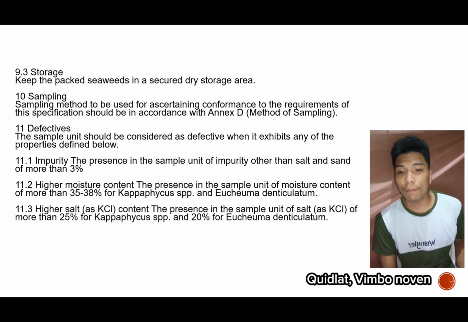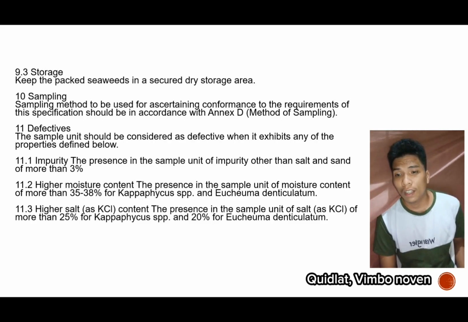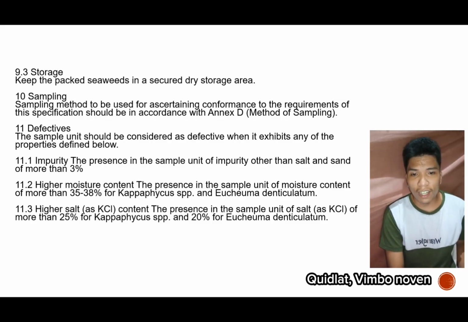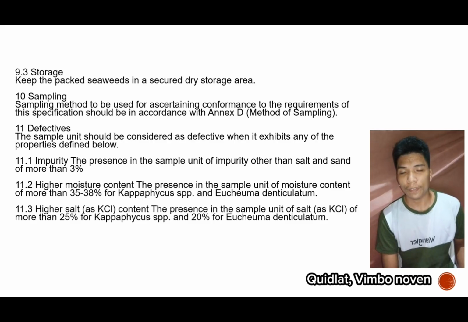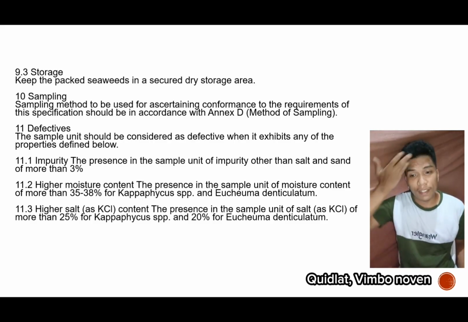Sampling. The sampling method to be used for ascertaining conformance to the requirements of this specification should be in accordance with Annex D. Defective. The sample unit should be considered as defective when it exhibits any properties defined below. Impurity. The presence in the sample unit of impurity other than salt and sand of more than 3%.